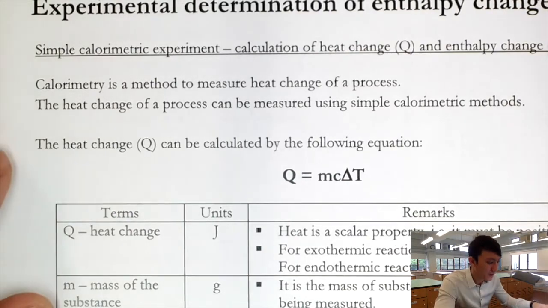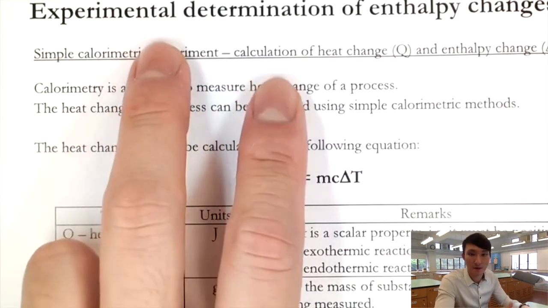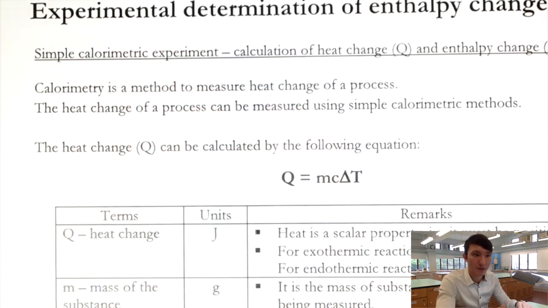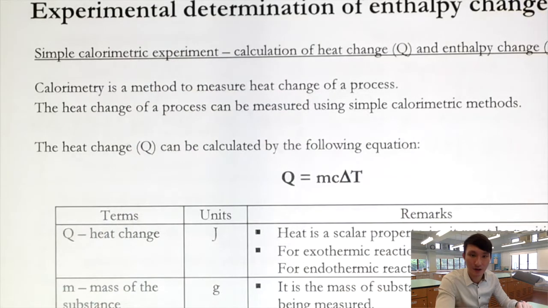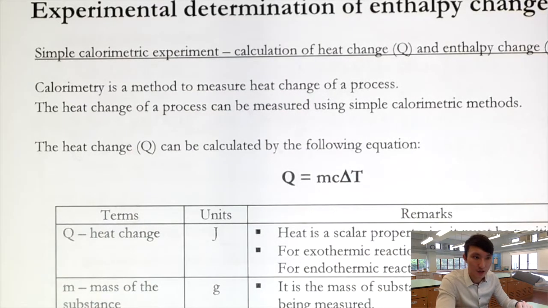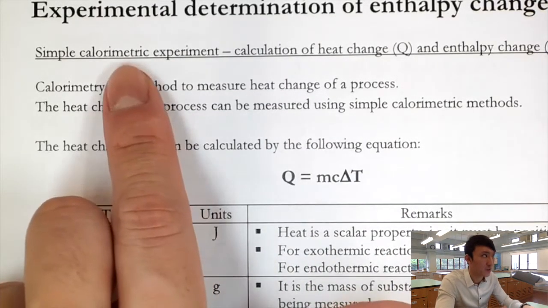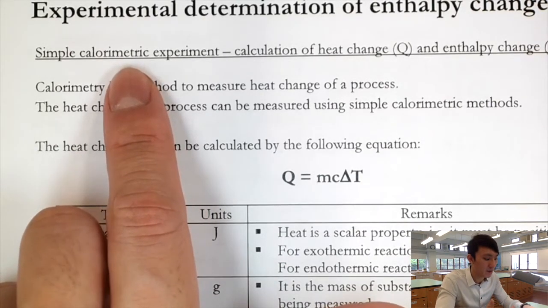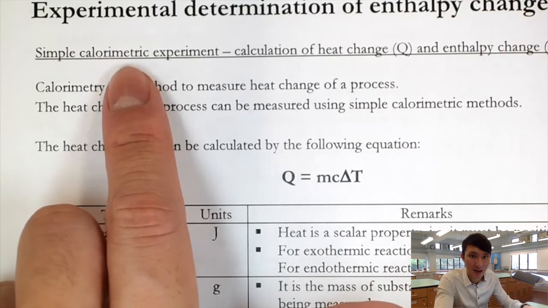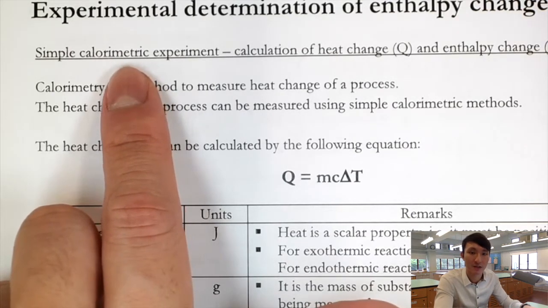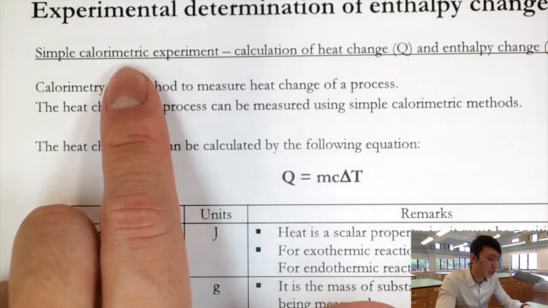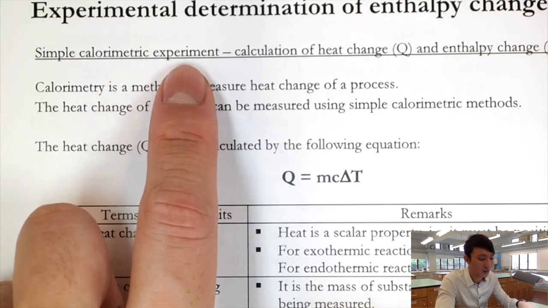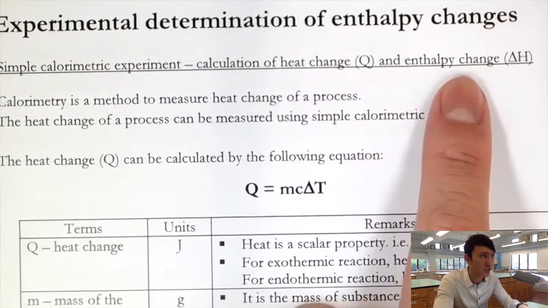Okay, so for the next part here, we will talk about some experiments used to determine the enthalpy change. Now, we know that we are so interested in finding out the enthalpy change of a reaction. So this is how we can do it. We will do something called a calorimetric experiment. Calorimetric comes from the word calories, and you know calories is a unit for energy. So a calorimetric experiment is an experiment used to find out the heat change and therefore the enthalpy change.